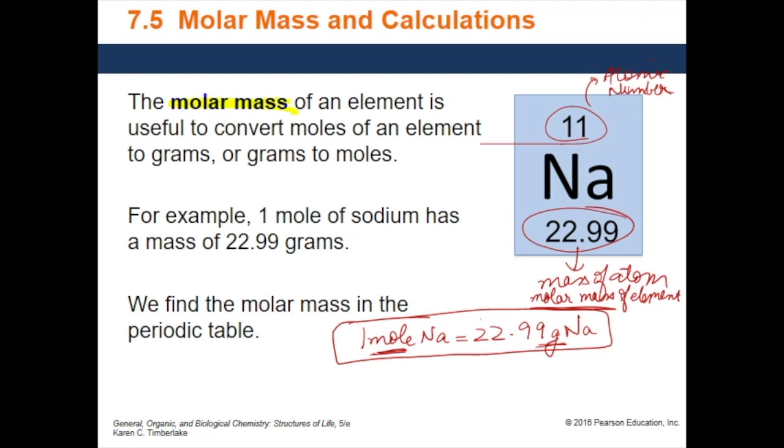So the molar mass of an element is the mass of 1 mole of an element, and this is basically used as a conversion factor. If you write it in this form, you can use it as a conversion factor.